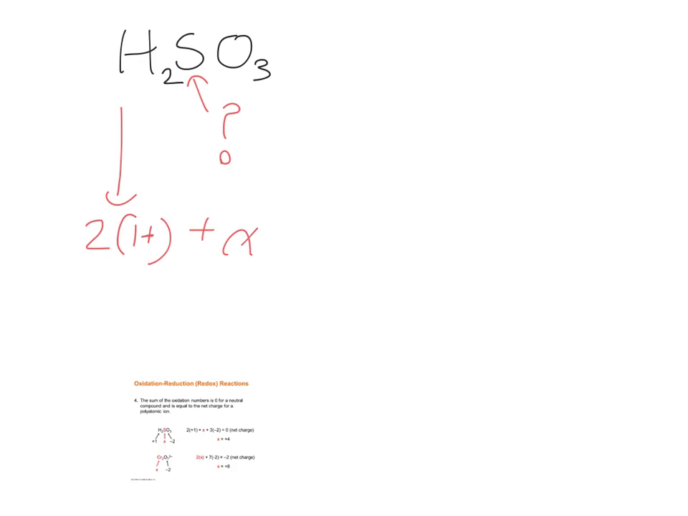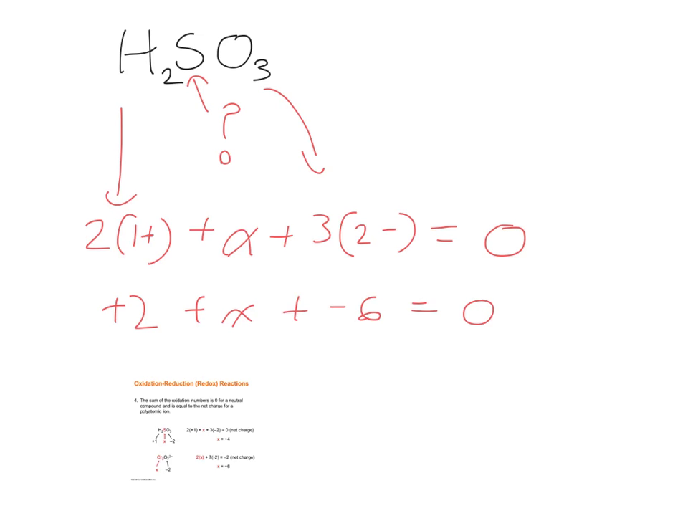I don't know the oxidation number on my sulfur. I have 3 oxygens. Each one of those oxygens has a -2 charge, according to my oxidation rules. The sum of these has to be equal to 0. So +2 plus x plus a -6 has to be equal to 0. So x would have to be +4. So the oxidation number on my sulfur in this compound has to be 4 positive.